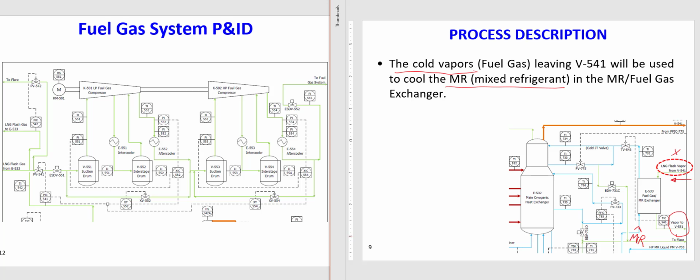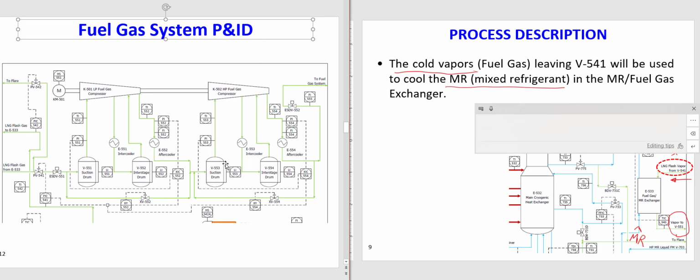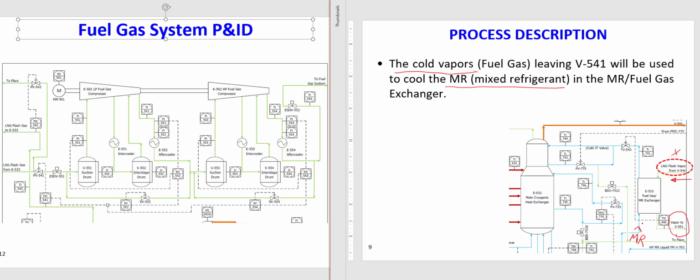The mixed refrigerant, which is warm, warm means minus 34, as you saw in the slide that I showed you. Okay, this one here. So it will be cold, and then it will be sent to the main cryogenic heat exchanger in the cold bundle. The cold bundle is here at the top.